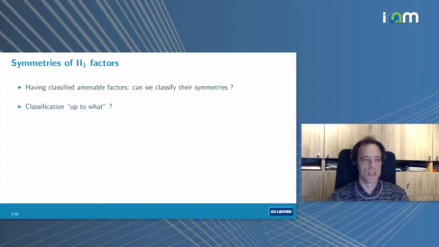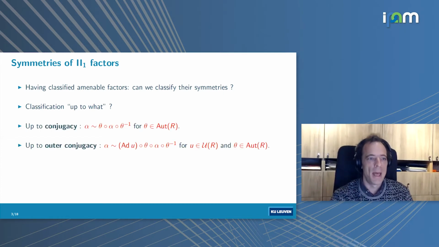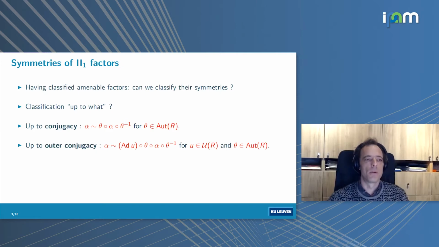Now, having classified all amenable factors, then the next question, as Stuart said, is can we classify their symmetries? And if we want to classify their symmetries, we have to decide what kind of symmetries we will consider, and also to decide classification up to what. And the most obvious kind of symmetries are of course automorphisms.